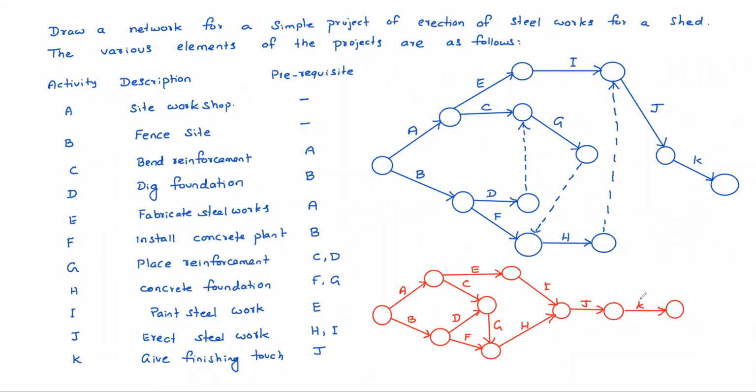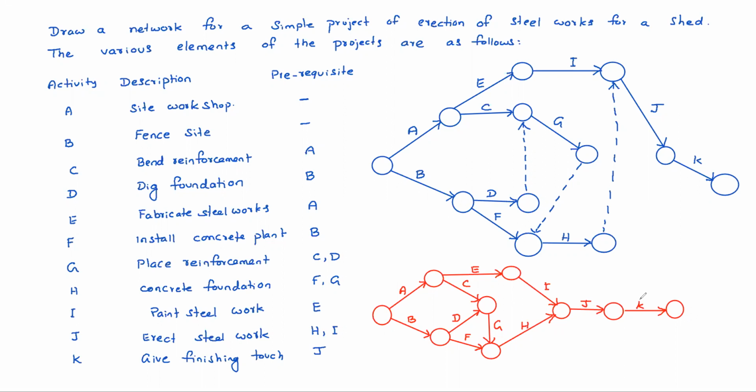At a time, in a single stretch, you may not draw the network. First a preliminary network you can draw, then you can refine that. Sometimes dummies may be provided inevitably. Sometimes we need dummies, sometimes we can eliminate all dummies. In this case dummies are not required. Clear? Yes sir.